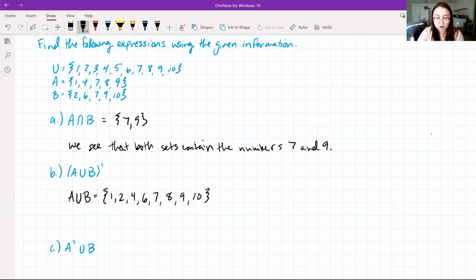So if we want to take our complement, it's going to be all the values that are not in A union B, but are in our universal set.